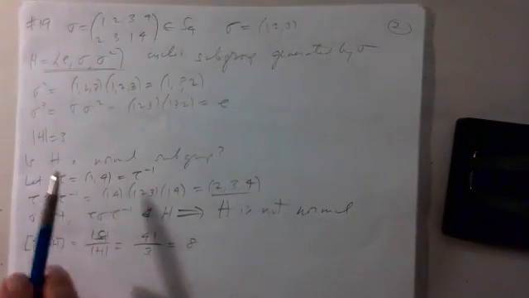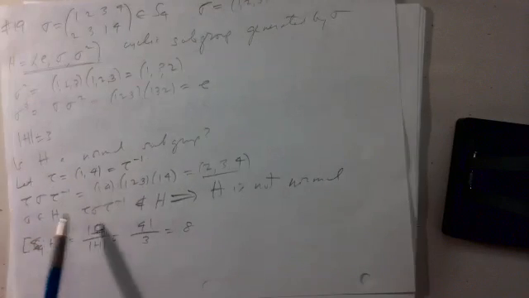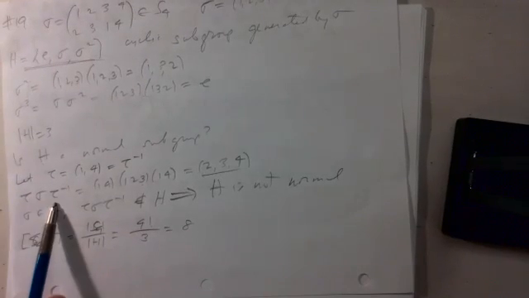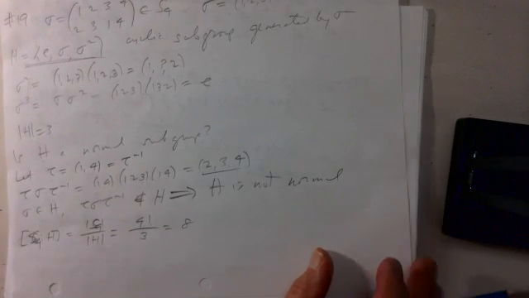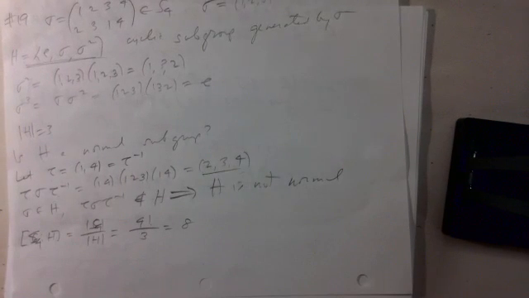That's exactly what I did. So is H a normal subgroup? I took, for example, the transposition (1 4). When I conjugate sigma by that transposition, I get a cycle (2 3 4), which is not in H. So H is not closed under conjugation. It is not a normal subgroup.